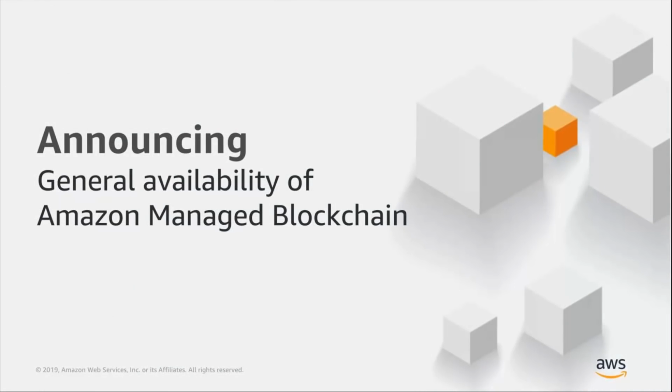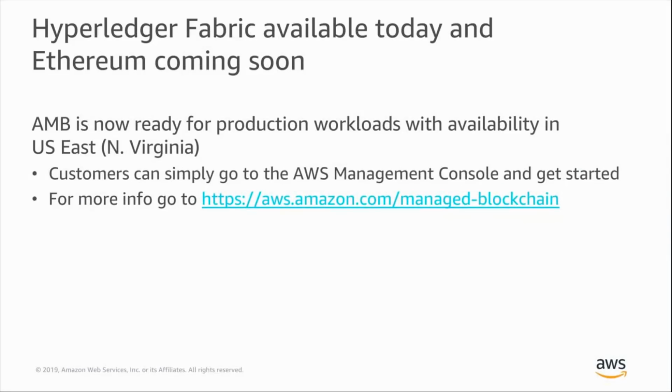Right, I'm very happy to announce general availability of Amazon Managed Blockchain. Hyperledger Fabric is available today. Ethereum will be coming soon. And Managed Blockchain is now ready for your production workloads in US East, North Virginia. That's US East 1. You can simply go to the management console and get started. And that's what we're going to do today. So you will be seeing the management console today, and you'll be seeing me using Managed Blockchain.